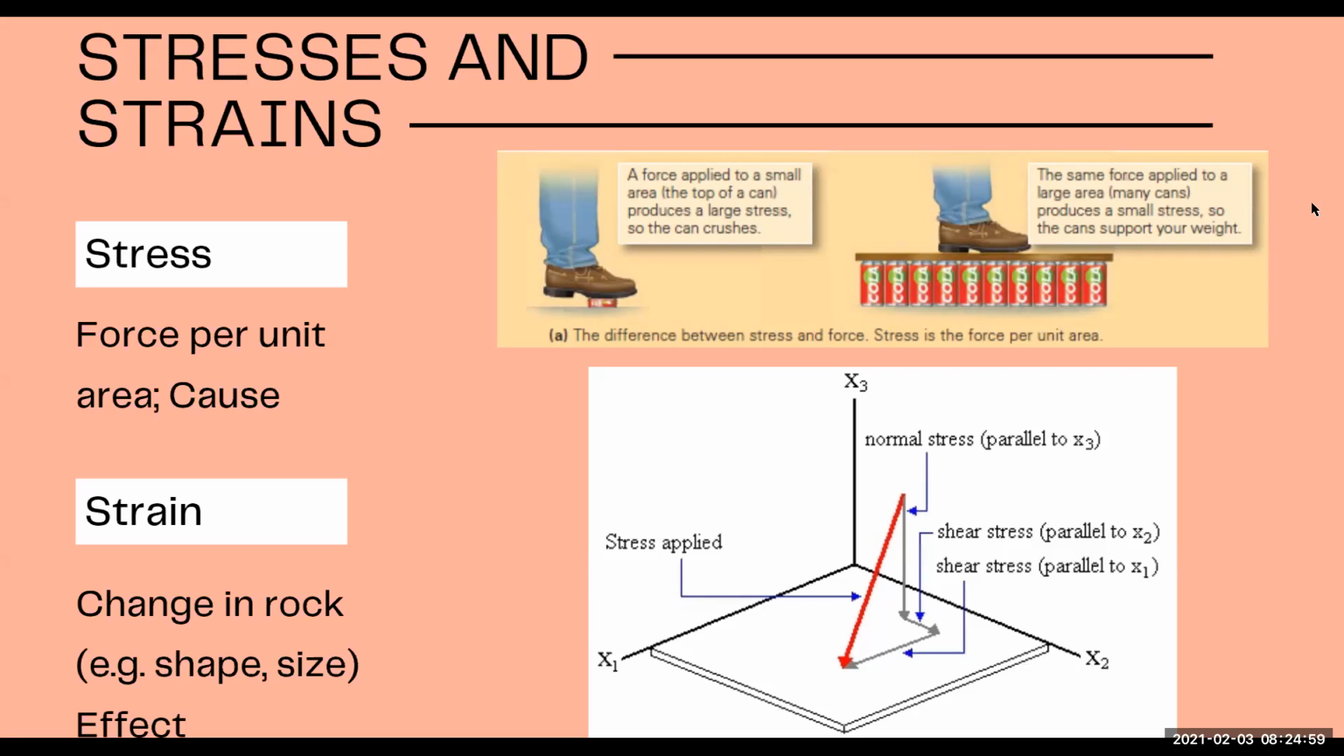Okay, so mamaya malalaman natin yung mga different kinds of strains, yung mga elastic, inelastic, and such. Okay, so pag nagkaroon na ng change dun sa rock natin, nagkaroon na ng change in shape, ng size, ng orientation, and such, yun na yung tinutukoy na strain. Okay, so kapag ang rock ay naka-experience ng stress, pwedeng makapagdulot yun ng strain doon sa rock natin. So, in turn, if stress is the cause, then strain would be the effect.